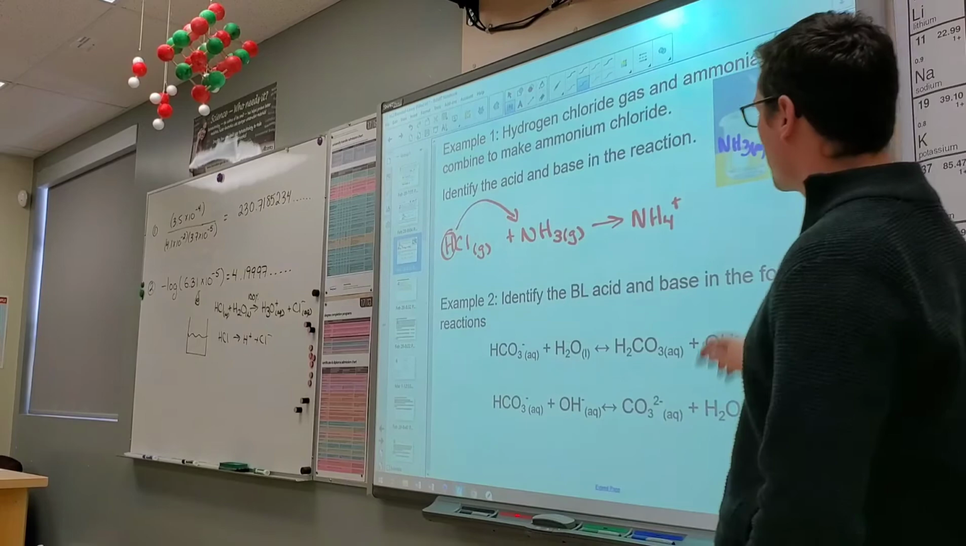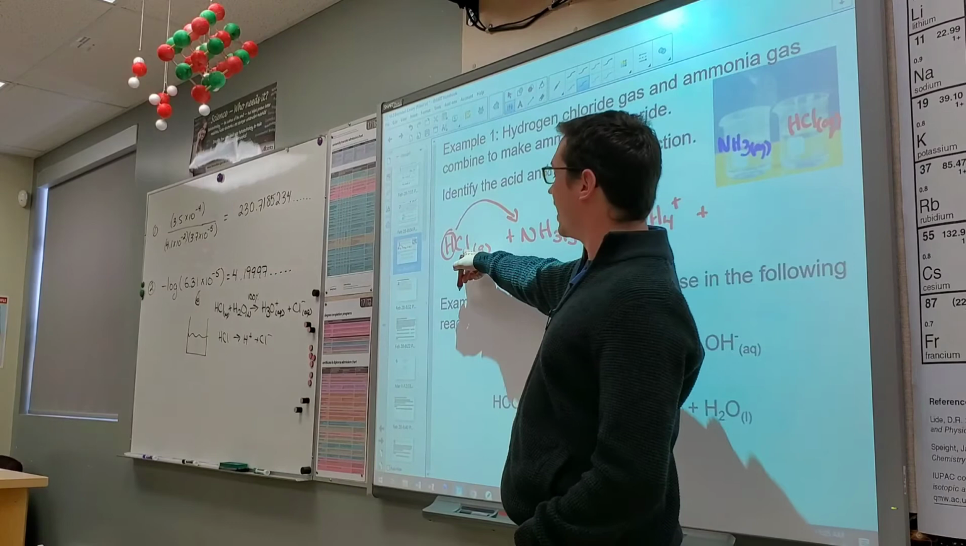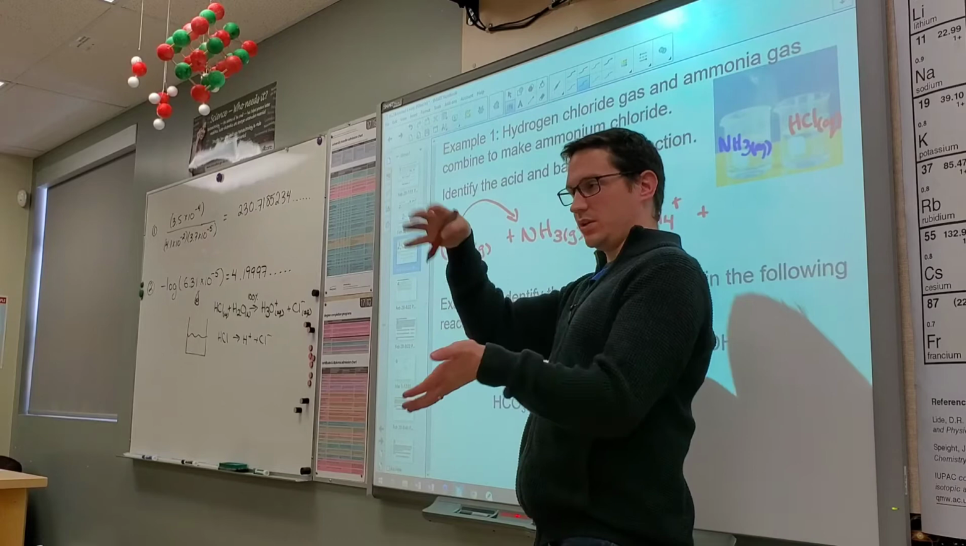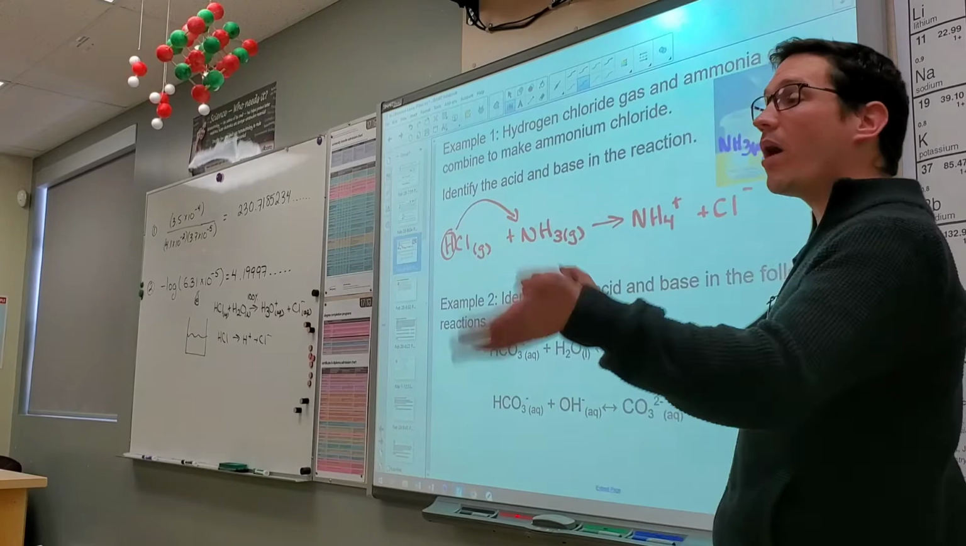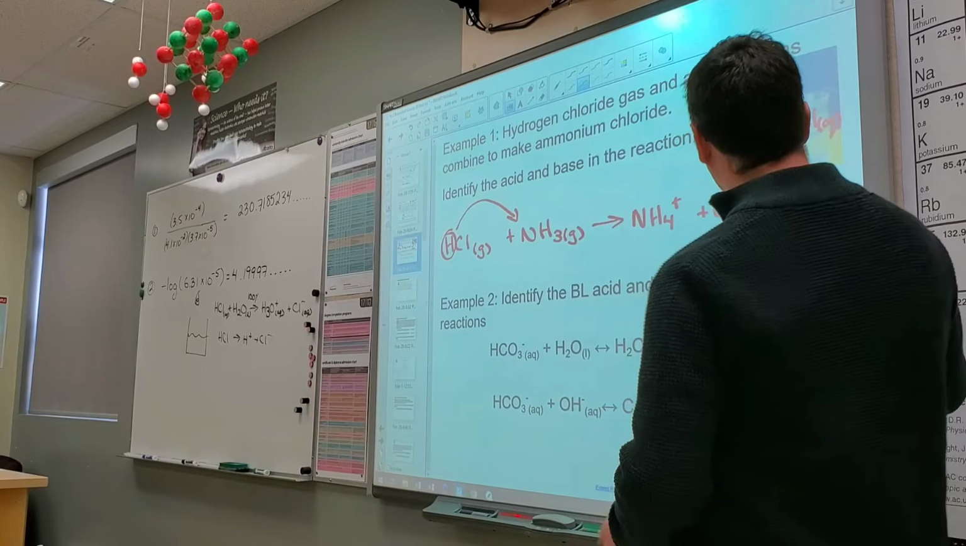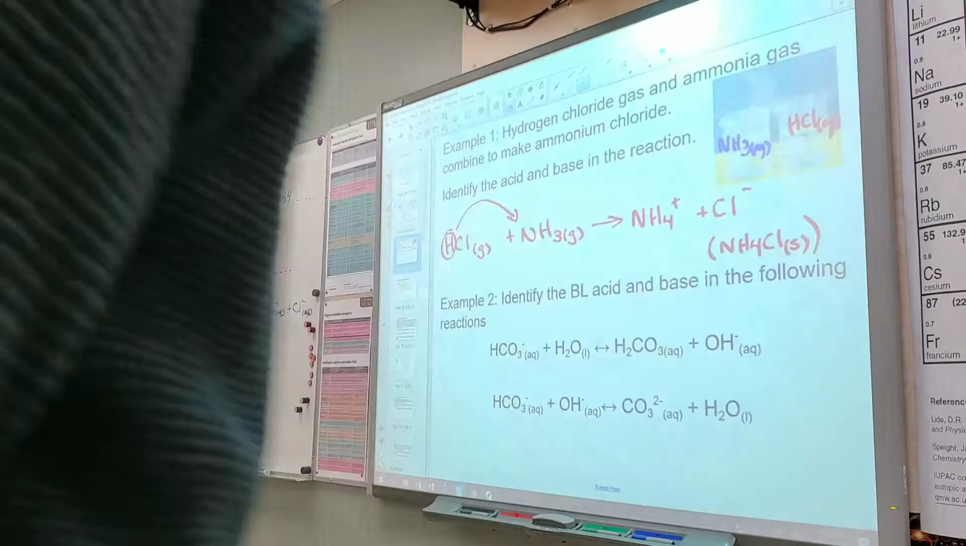And what else are we going to make? We're going to make Cl, but if a positive leaves, right? If a positive leaves, what are you left with? A negative. So we're going to have Cl minus. Otherwise known as NH4Cl solid, which is ammonium chloride. That's the dust. That's the stuff that we're making there.